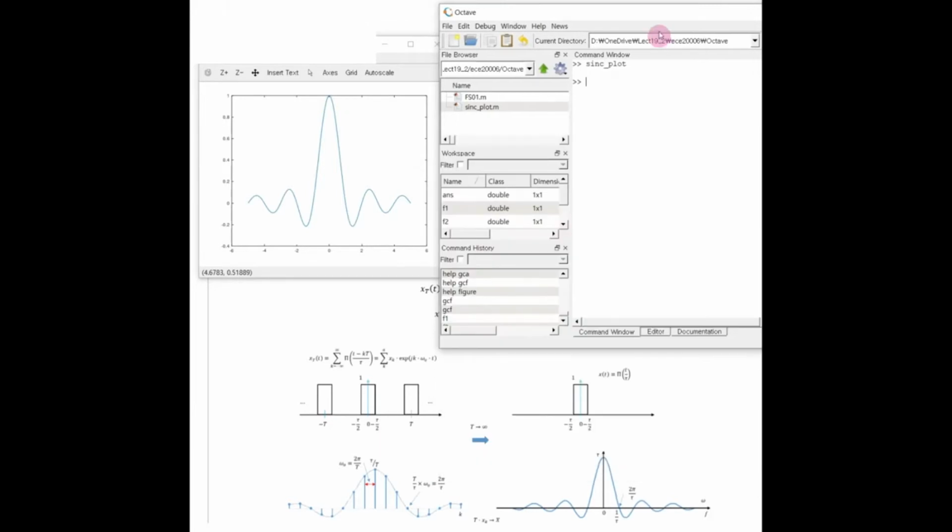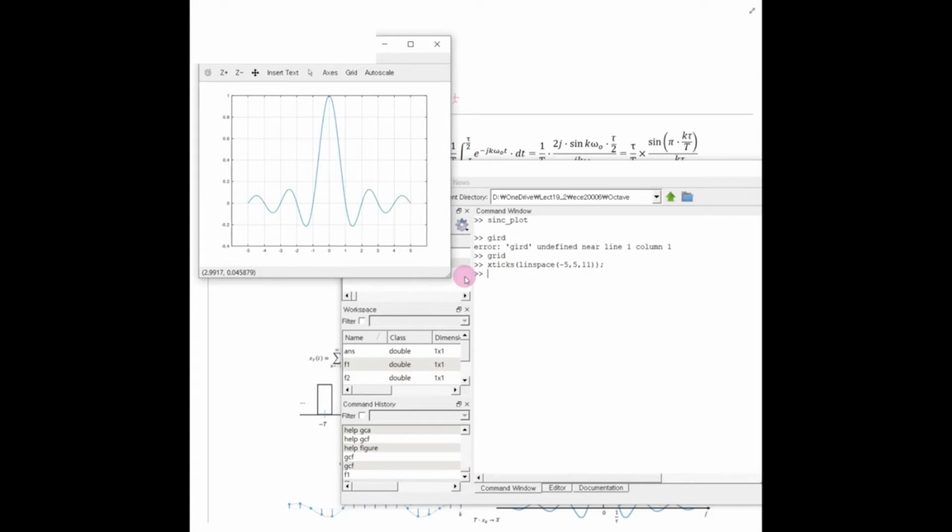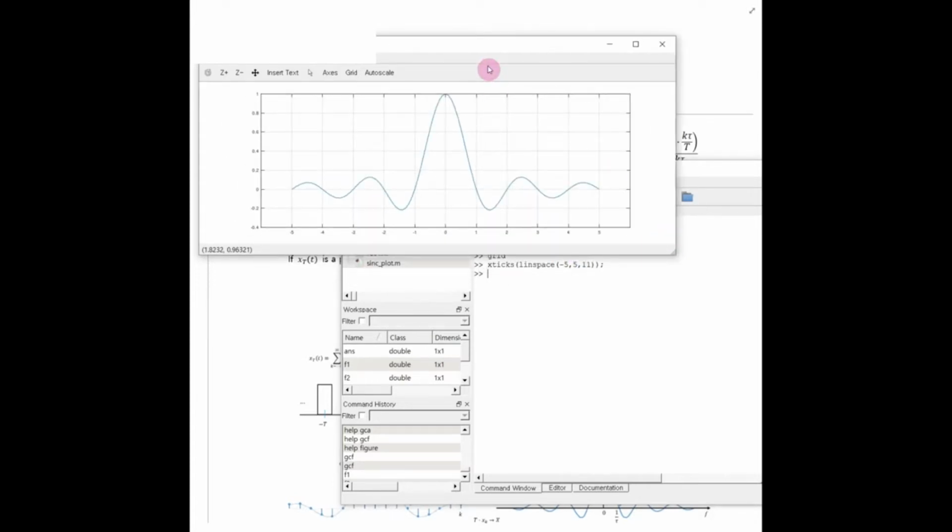First I would like to overlay the grid. Then it shows the grid and takes every integer, positive and negative. So for the x ticks, it should start from linspace -5 to 5, 11 points. Then the grid points will follow that way. Okay, this is the sinc function.